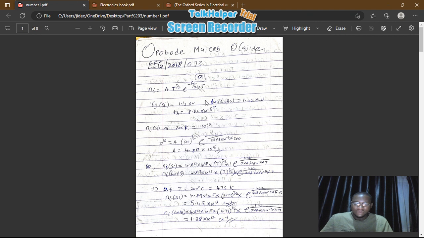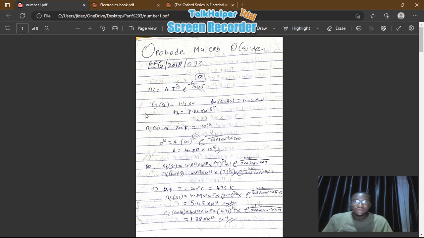We are asked, using the band gap of silicon and gallium arsenide, to plot the variation of intrinsic carrier concentration versus 1000 over temperature, with temperature in degrees Celsius. Then we determine the concentration of phosphorus that will be sufficient to make gallium arsenide extrinsic at 700 degrees Celsius.